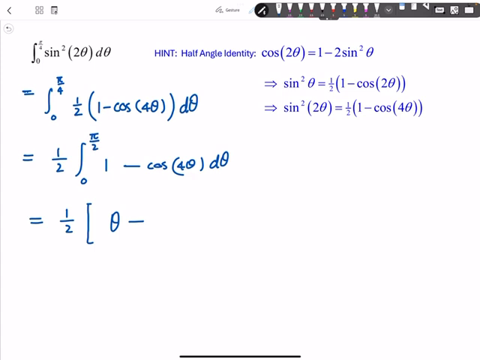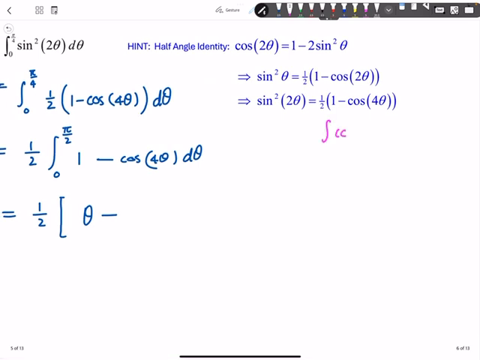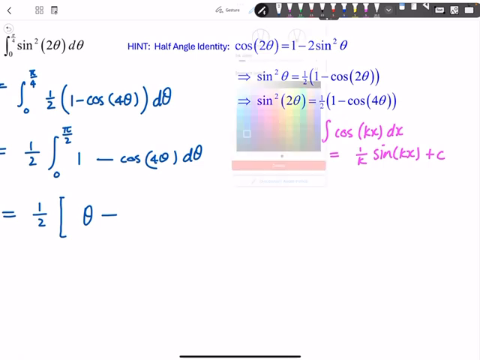Again, just like before, our little shortcut rule was that the integral of cosine of kx dx is always going to be equal to 1 over k times sine of kx plus c. And so again, we're just applying our formula here. So this is going to be 1 over 4 times sine of 4 theta. And we are evaluating from 0.